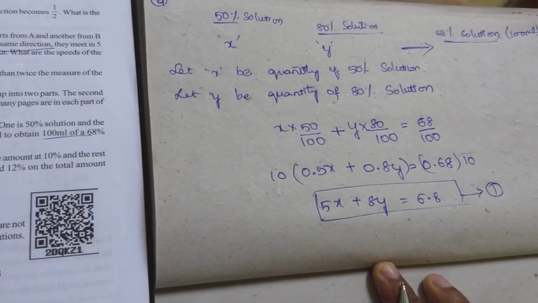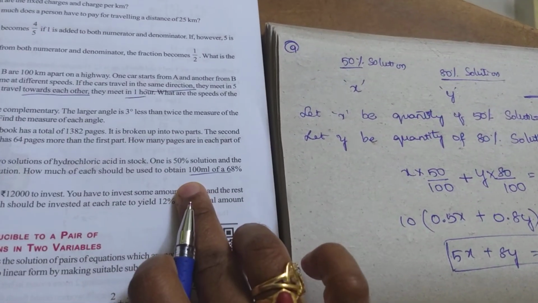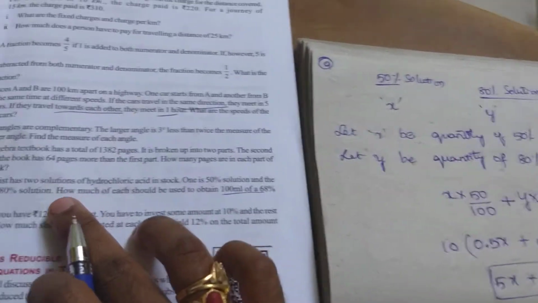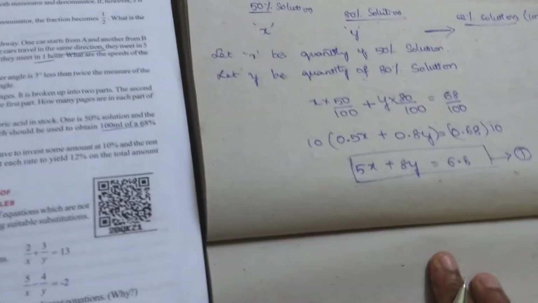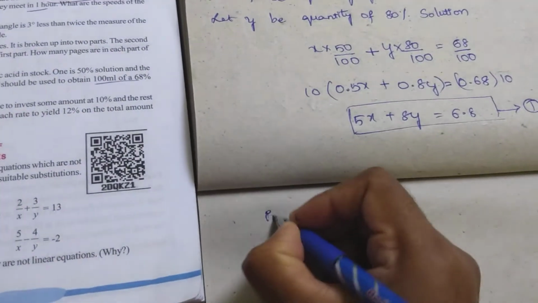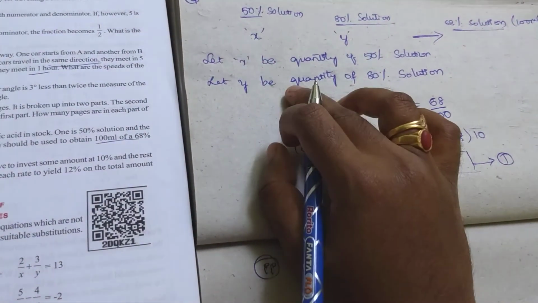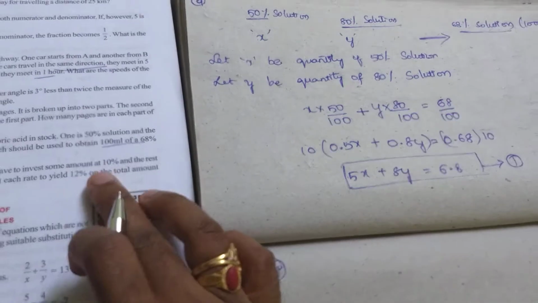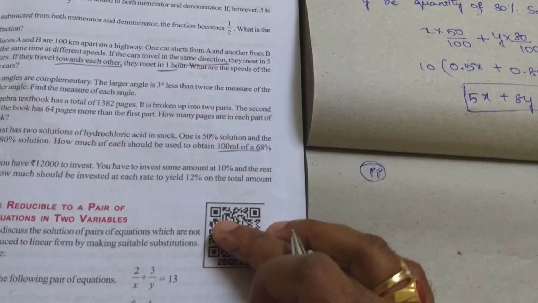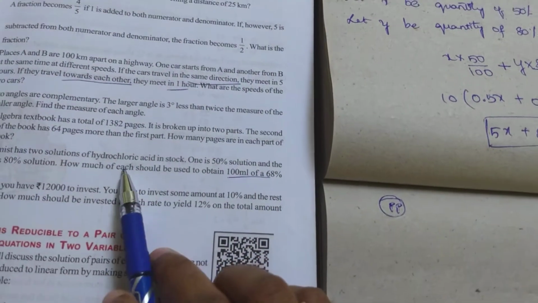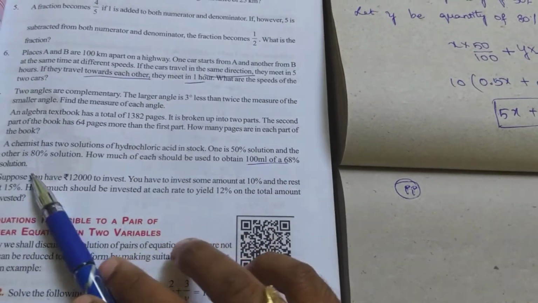Okay. So first condition we have satisfied, and the second one, what did they tell? The two solutions together, you can put it like this. The second condition will be, what are the two quantities X and Y? These two quantities must produce how much? 100 ml of a 68% solution, right? Observe the question carefully here. How much of each should be used to obtain 100 ml of 68% solution?